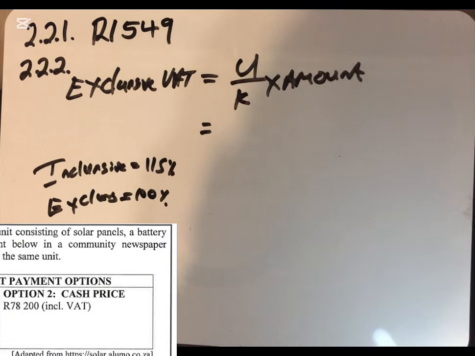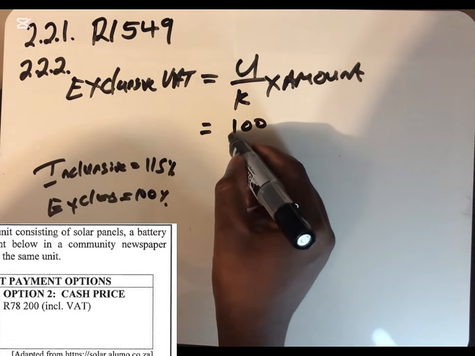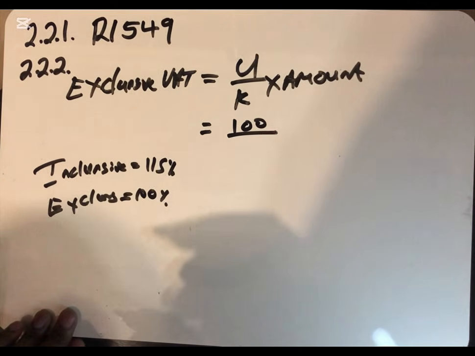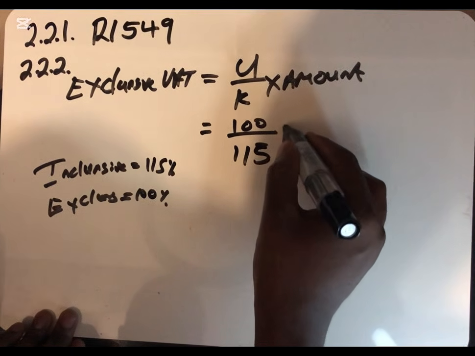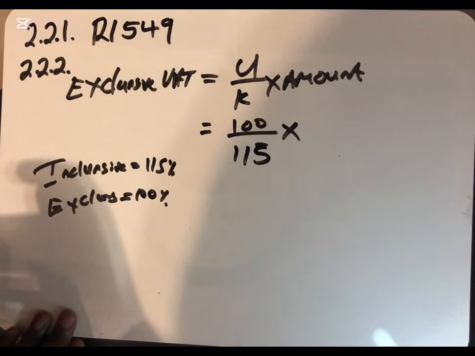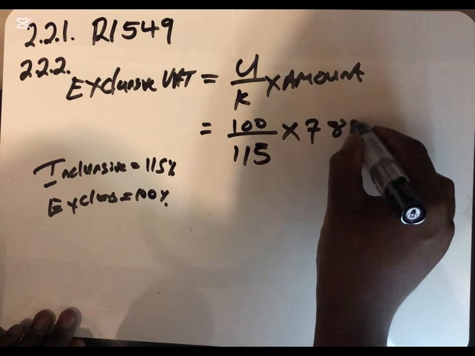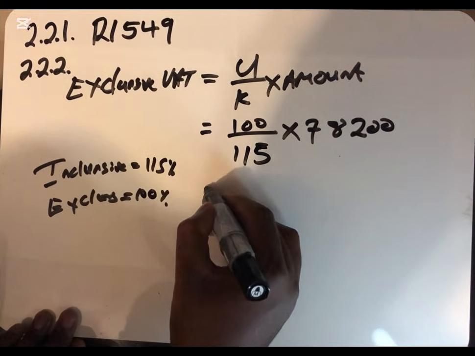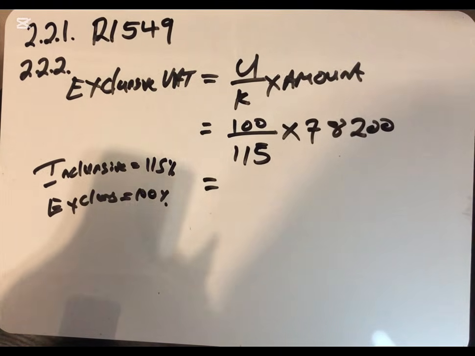So in this case, what are we looking for? We are looking for exclusive, which is our unknown. Our unknown here is 100. And the amount that we are given here is VAT inclusive. It means that 115 is known. Multiply by what? The amount. What is the amount that we are talking about? We are talking about 78,200 rands. So we just use a calculator to find the answer.